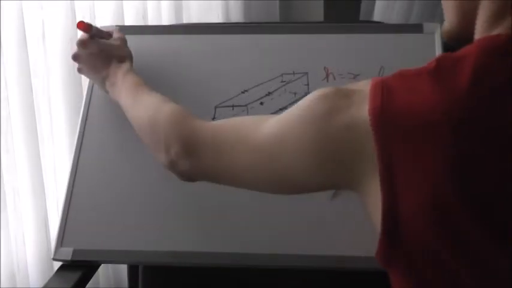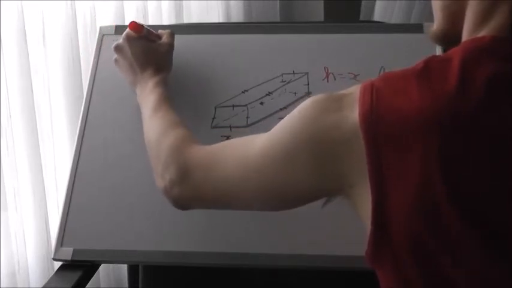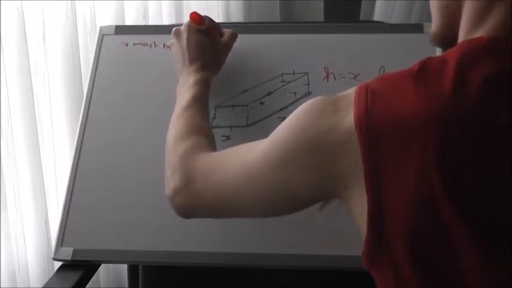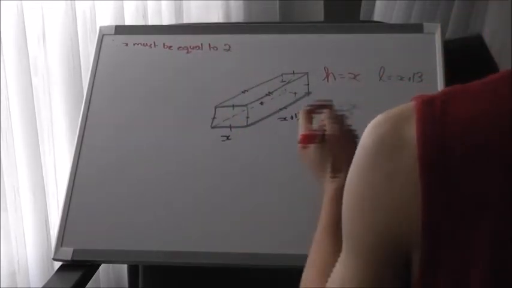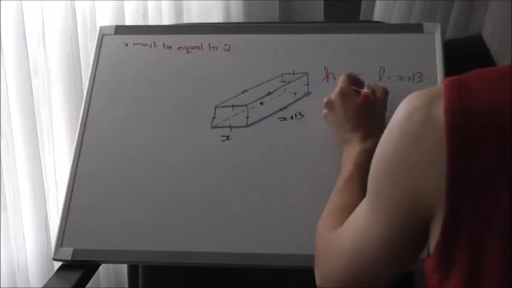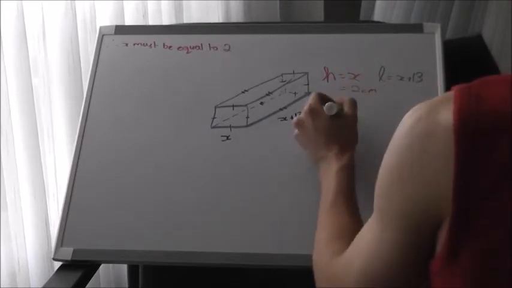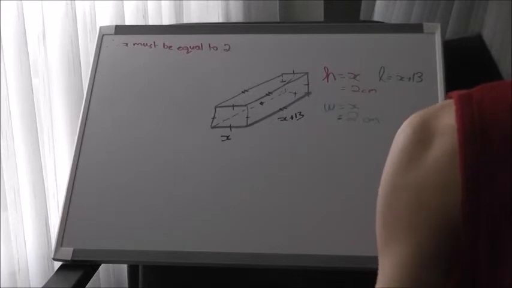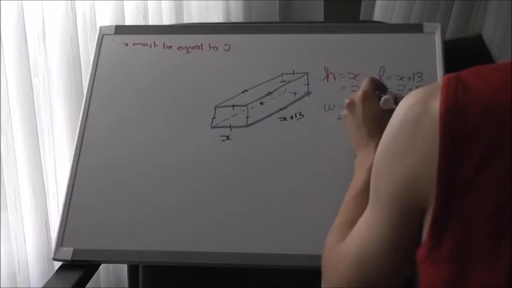Okay, so now we know that x must be equal to 2 because it is our only positive root. This means that wherever there is an x in our height, width, and length, we now make that 2. So our height is now equal to 2 centimeters. And that means we know that our width is also equal to 2 centimeters. And our length is equal to 2 plus 13, so you add 2 and 13, that gives you 15.